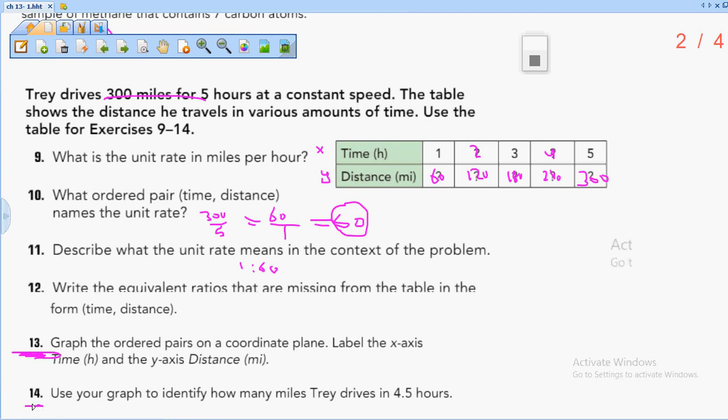Then, for question number 14, if we want to use your graph to identify how many miles the train travels in 4.5 hours, if you don't want to use your graph, you can say 4.5 times 60. The answer becomes 270 miles. Okay, boys, why 270 miles? Because here the time is 4.5 hours, and each hour we travel 60 miles, so we have to multiply them if you want to get the distance. Speed times time gives the distance. I think this is in physics, if you want to find the answer. Okay, see you soon. Thank you so much.